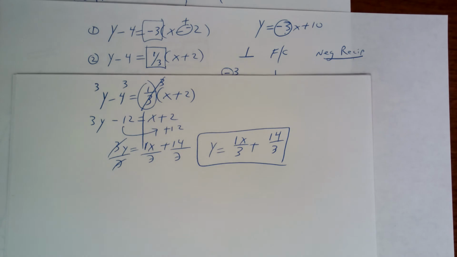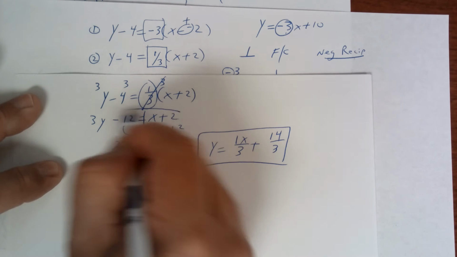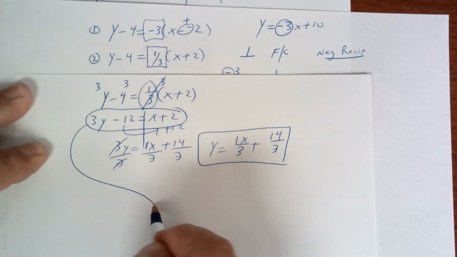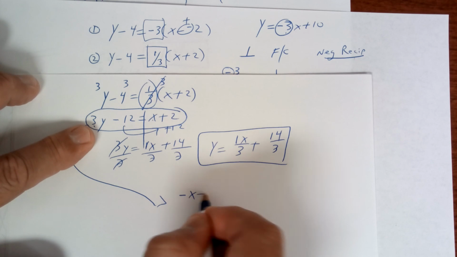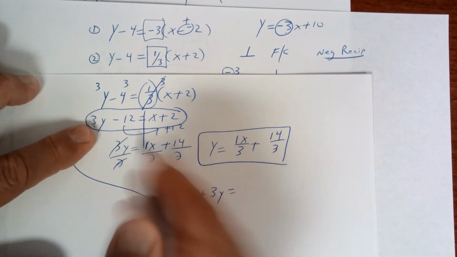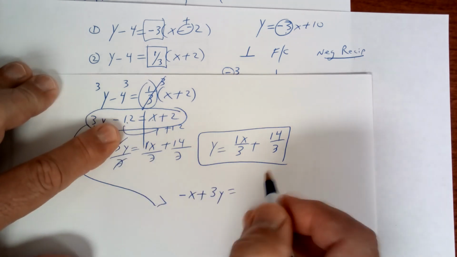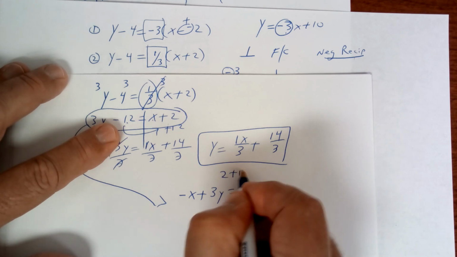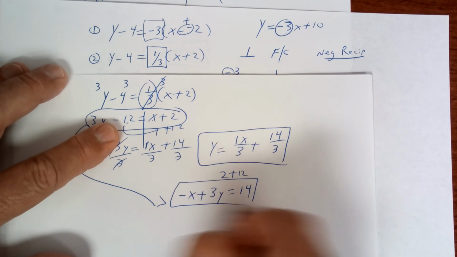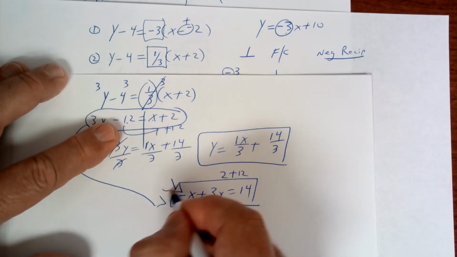Now to get it in standard form, I would leave it like this and then just move the x to the other side. So you're going to get a negative x plus 3y, and then move that 12 to the other side. That becomes a plus 12. So 2 plus 12 is going to give you 14. Now, they don't like a negative in the front, so go through here and change your signs.